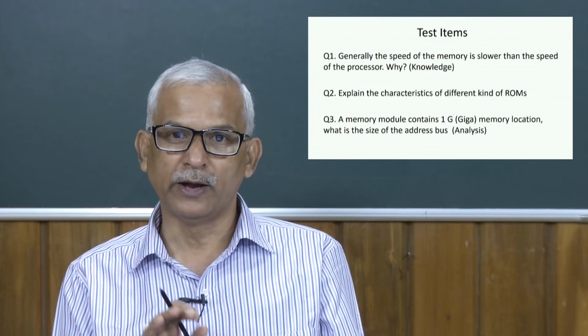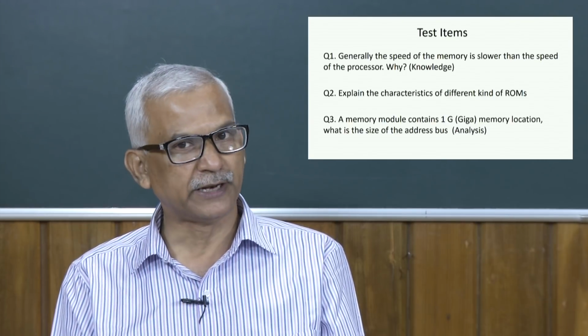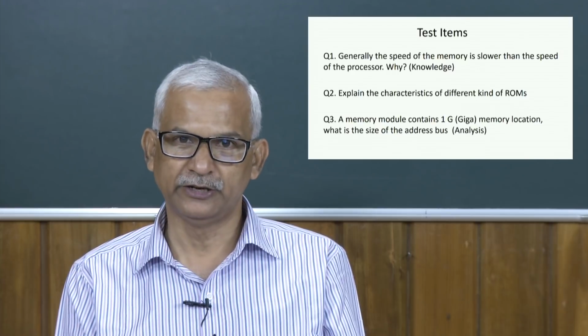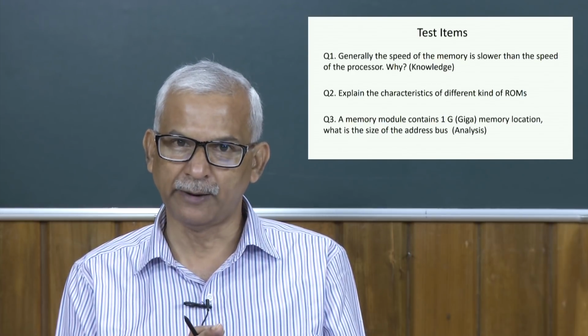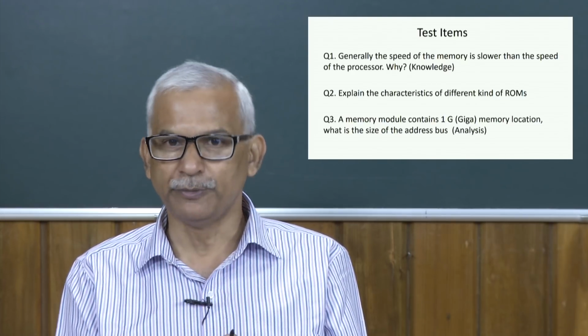So, we are talking about 1 giga memory location. What is the size of the address bus? I think you know it. 2 to the power 30 is equal to 1 giga. So, the size of the address bus will be 30.